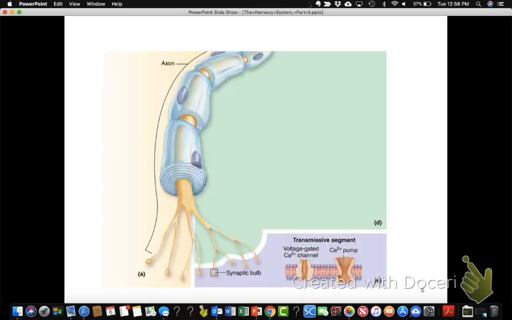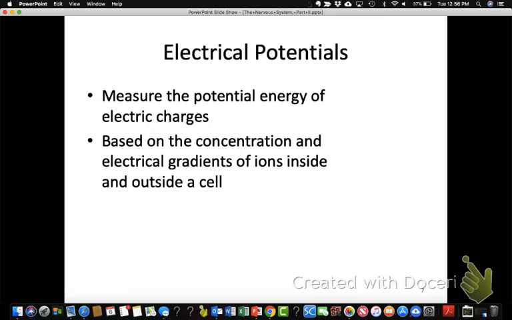Here down at the synaptic terminal, you see that we are going to switch our signaler to calcium. We know that when you let calcium into glandular cells, exocytosis, secretion can occur. So you see you have a voltage-gated calcium channel. And then to put the calcium back where you need it, you have a calcium pump.